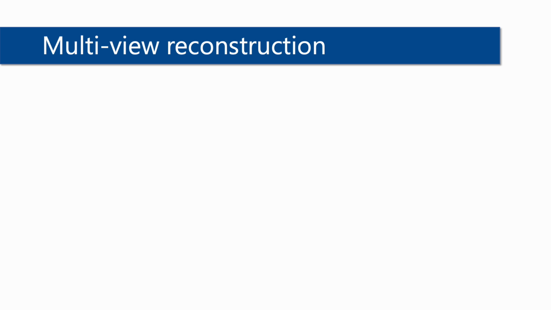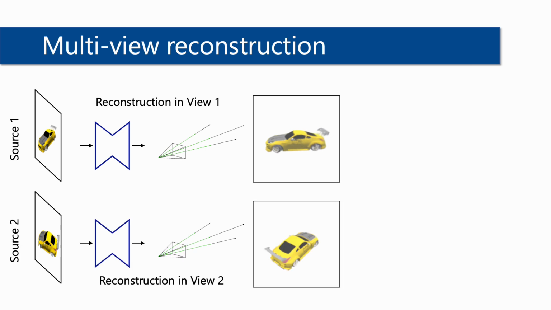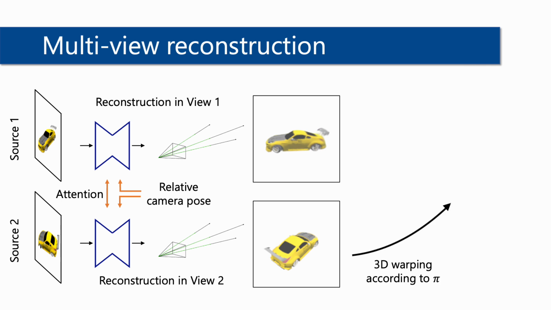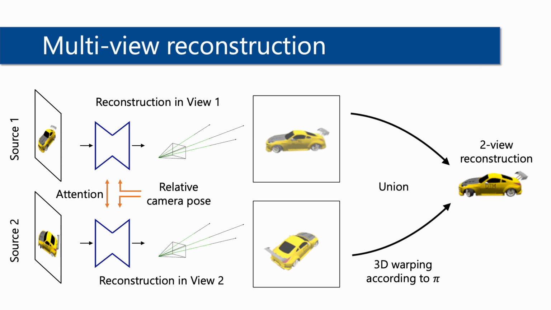Splatter image can be extended to perform multi-view reconstruction by performing reconstruction in each of the input views with a cross-view attention mechanism and providing information about the relative camera pose. The output point clouds can be warped to a common reference frame and concatenated to form the final reconstruction.